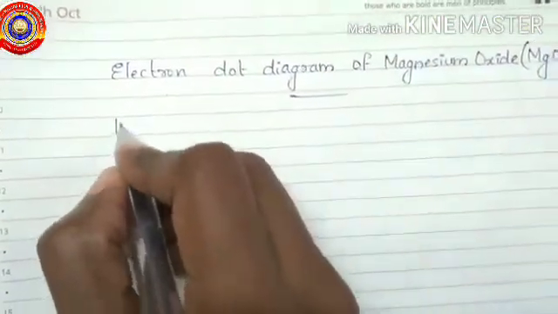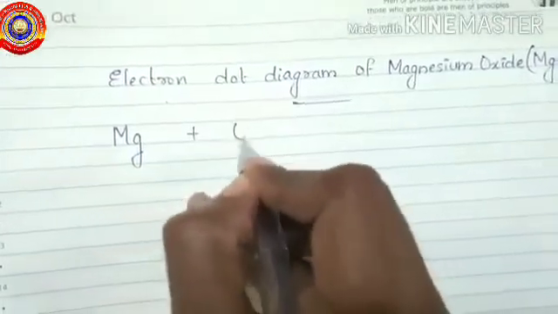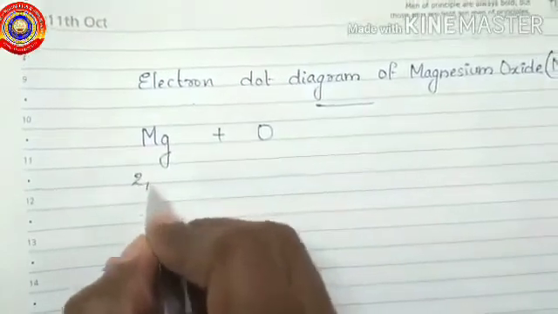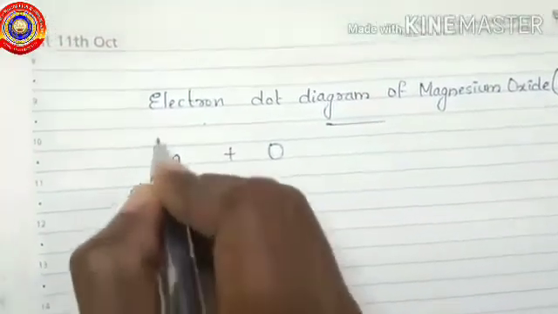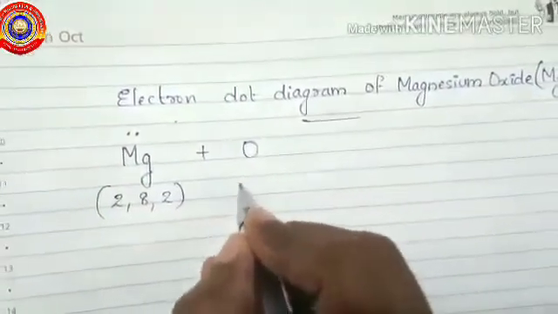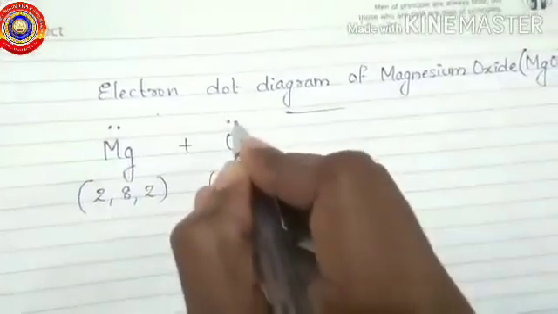So you have to write the symbol of magnesium and oxygen first. Then write the electronic configuration of magnesium and represent the 2 electrons in the valence shell using the dot. Next you have to write the configuration of oxygen and represent the 6 electrons present in the outermost shell.